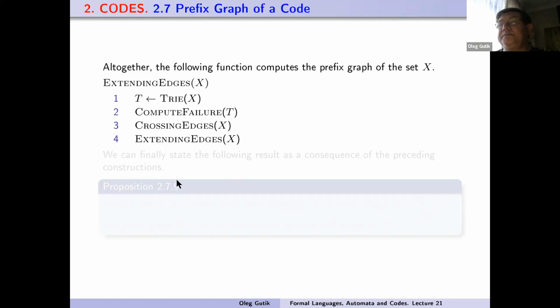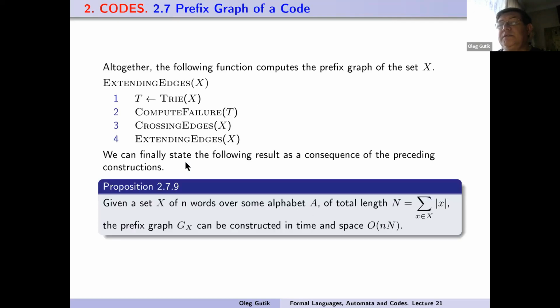This algorithm describes this. We can finally state the following result as a consequence of the preceding construction. Proposition 2.7.9. Given a set X of n words over some alphabet A, of total length N, with the length of each word x from X assumed known, the prefix graph G(X) can be constructed in time and space O(N).